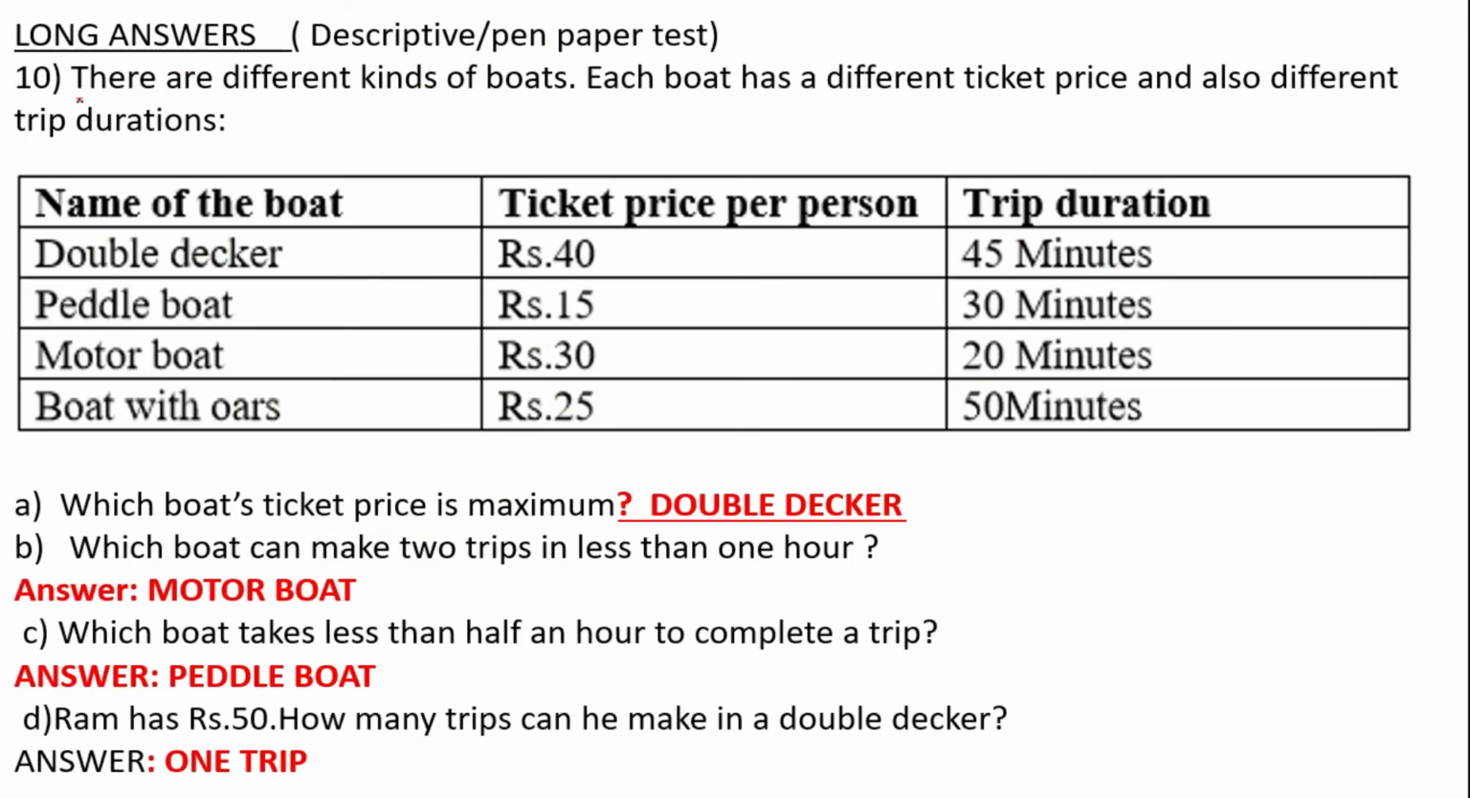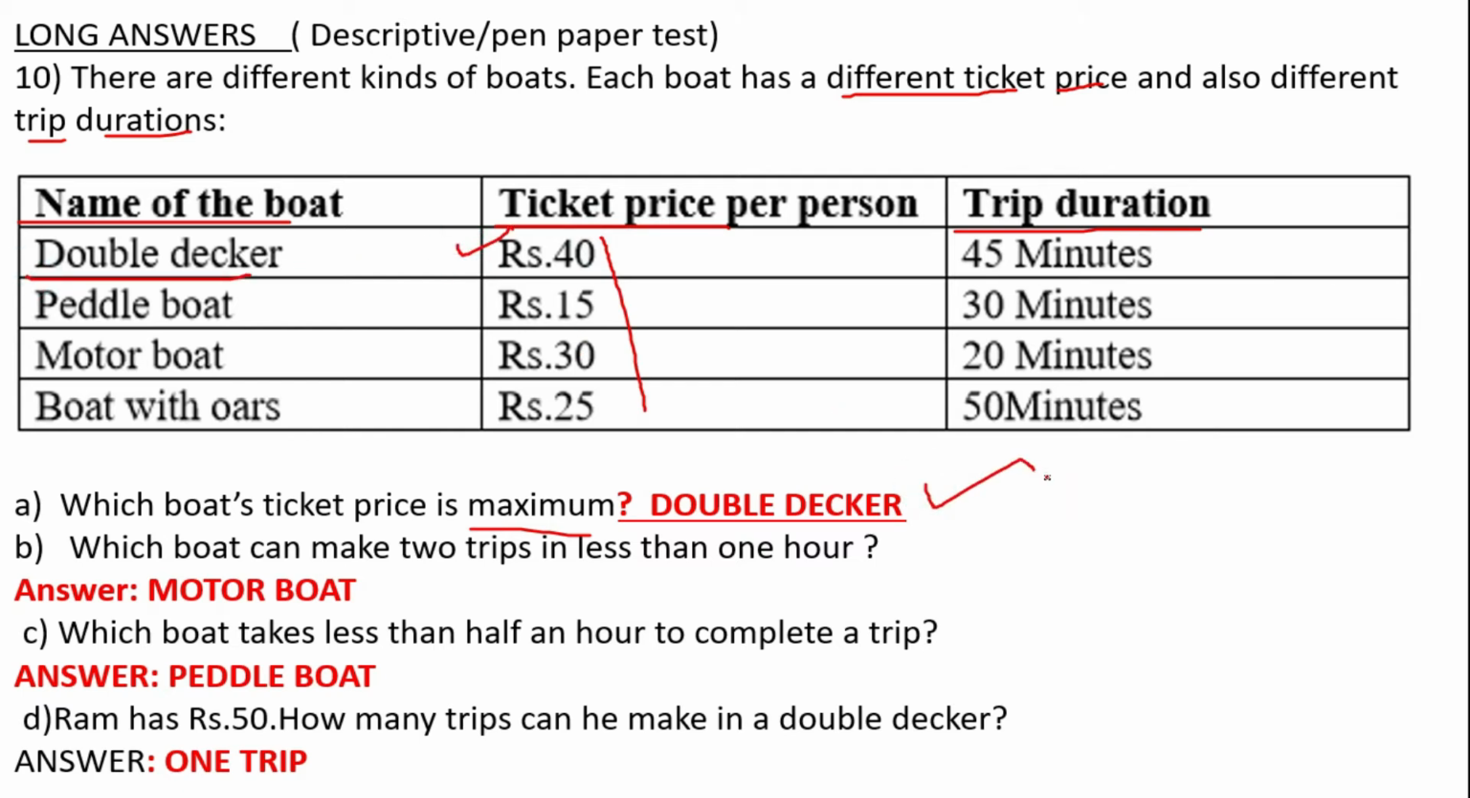3 are different kinds of boat. Each boat has different ticket price and also different trip duration. Name of the boat, ticket, duration. Now you can see the question. Which boat ticket price is maximum? You can see the maximum. Which number is maximum number? This is 40. Actually it is a double decker. So the answer is a double decker.